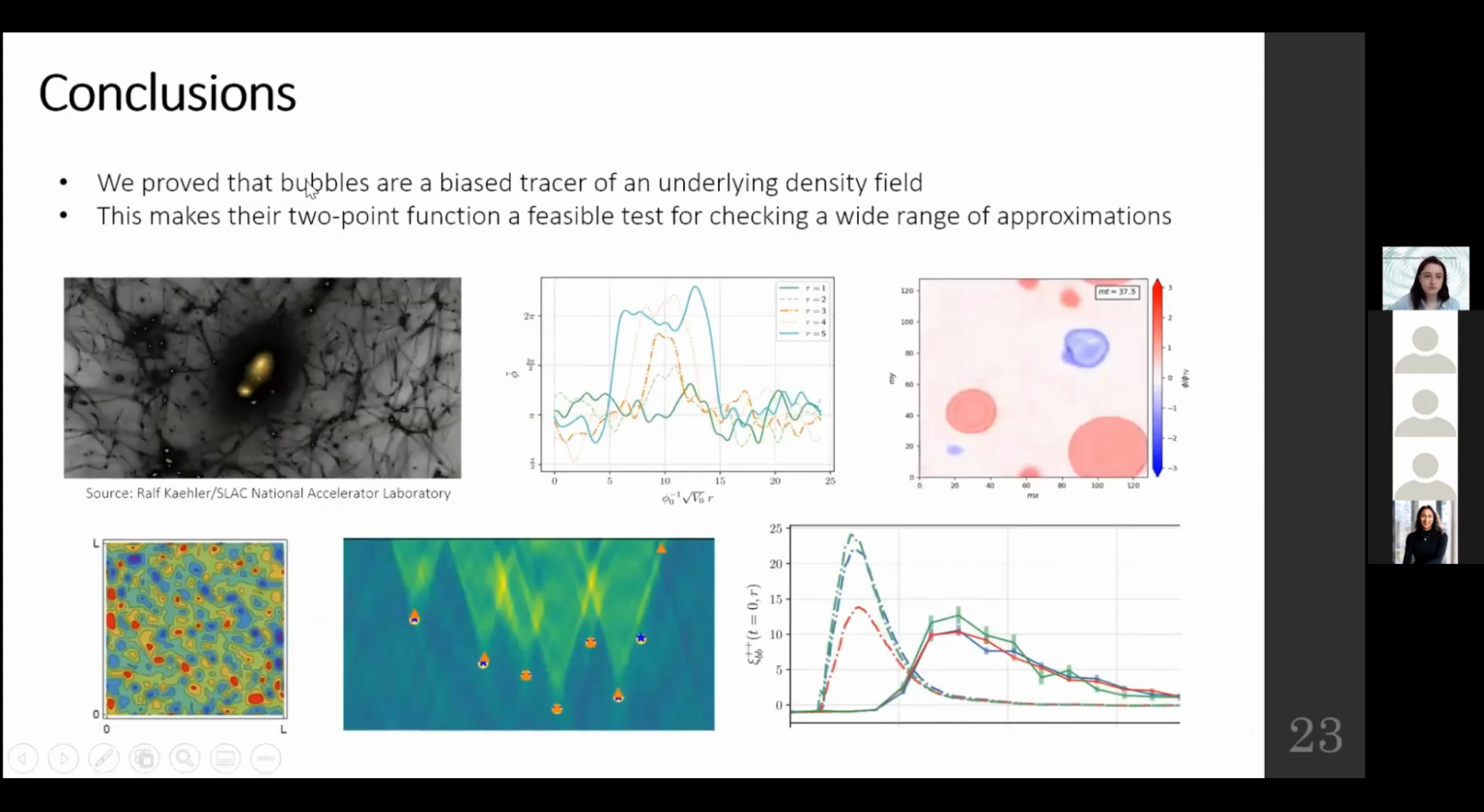Right. So to summarize, inspired by galaxy biasing, we computed the two-point correlation function between bubbles in this real-time phase space approach that was developed recently, and we were able to show that indeed bubbles can act as tracers of the underlying vacuum field in this process of vacuum decay.